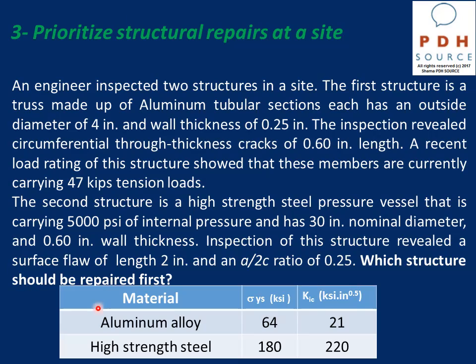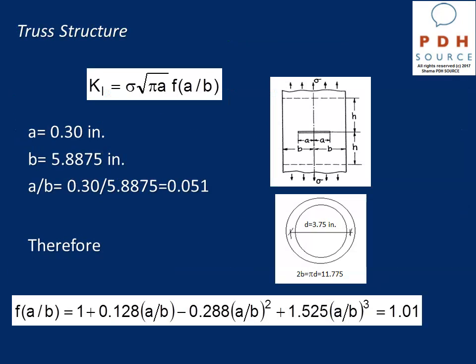Given here are the material properties of the tubular sections and of the high strength steel used for the pressure vessel: 64 and 21 for the yield stress and fracture toughness, 180 and 220 for the yield stress and the fracture toughness for the high strength steel. For the truss structure, that's a case of a plate with a finite width.